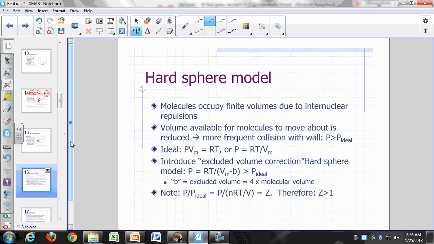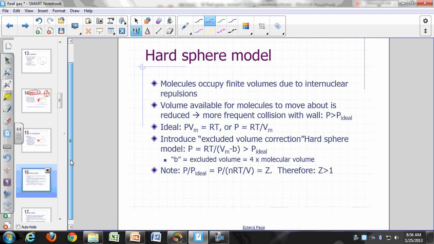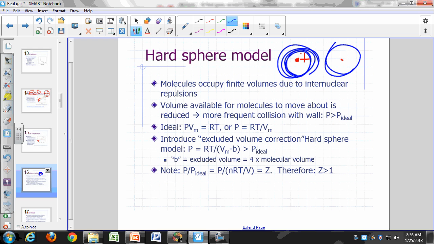So let's try to explain these deviations from ideal behavior. Let's talk about what's called the hard sphere model. Molecules occupy a finite volume because of intermolecular repulsions. Remember, let's just consider noble gas atoms to make things simple. You have a nucleus that's positively charged, and it's surrounded by electrons. Now, if you have a neighboring atom, it's also going to be surrounded by electrons.